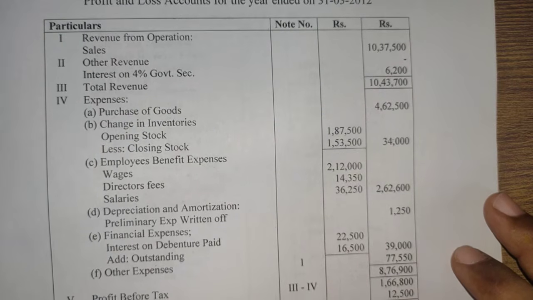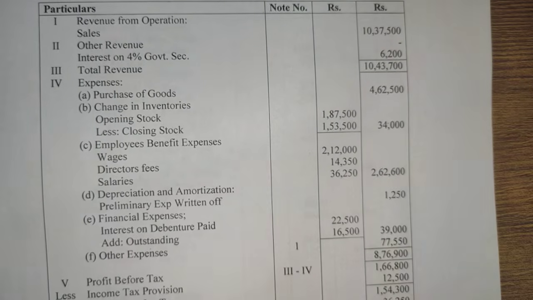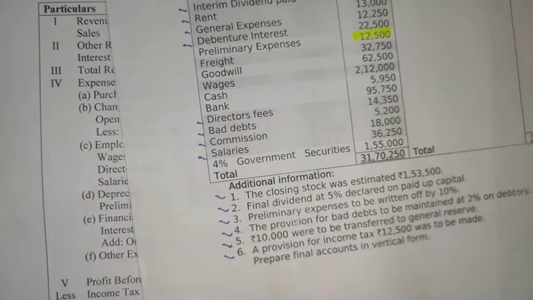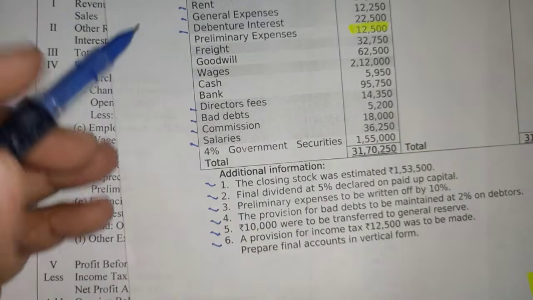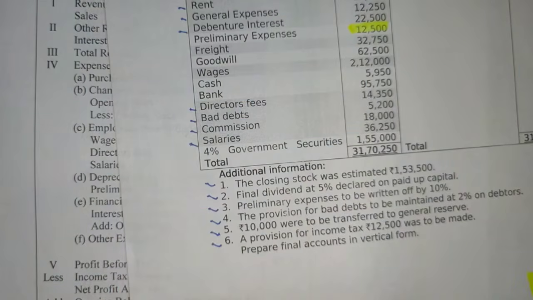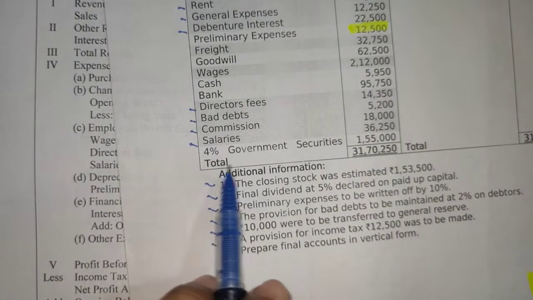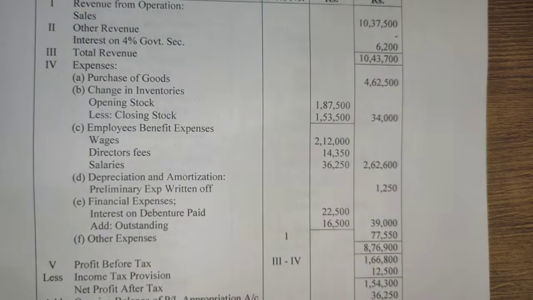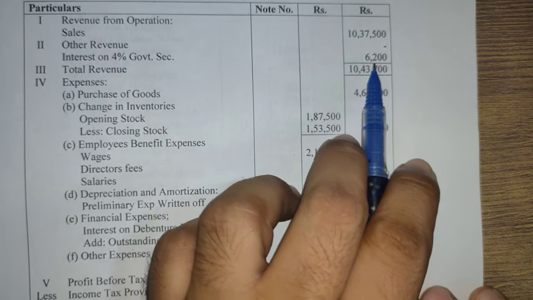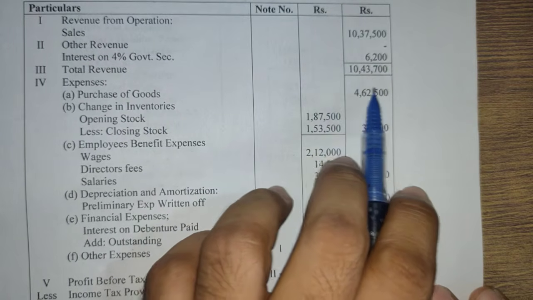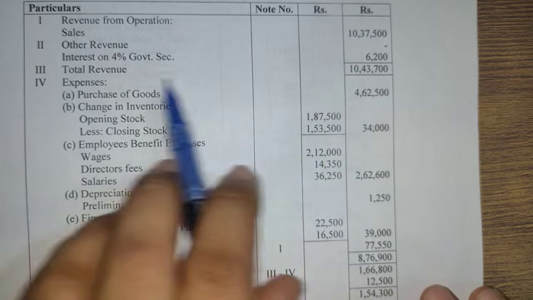Okay, and other revenue includes interest on 4% government security. The 4% government security is given in the trial balance, 1,55,000, and no interest is given anywhere in the trial balance. That's why 4% of this 1,55,000 becomes 6,200 rupees, interest due but not received. So this is our other income shown here. The total of both is called total revenue.